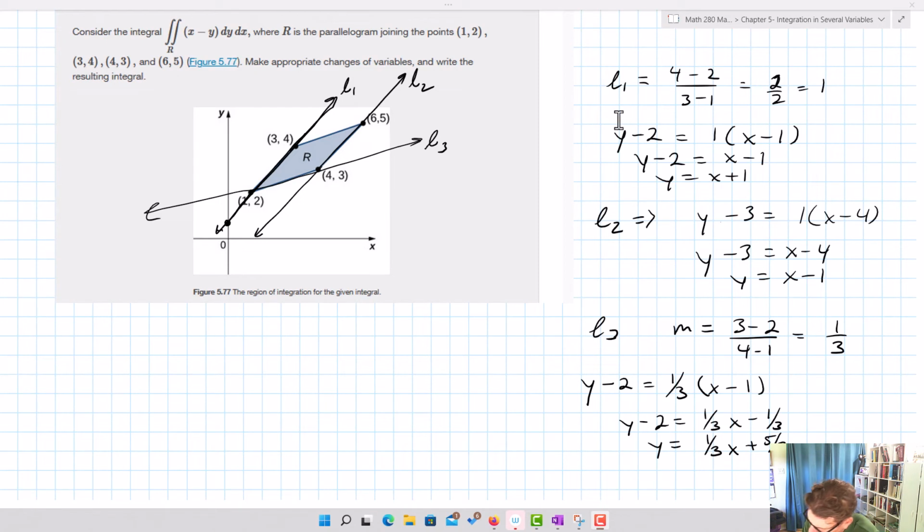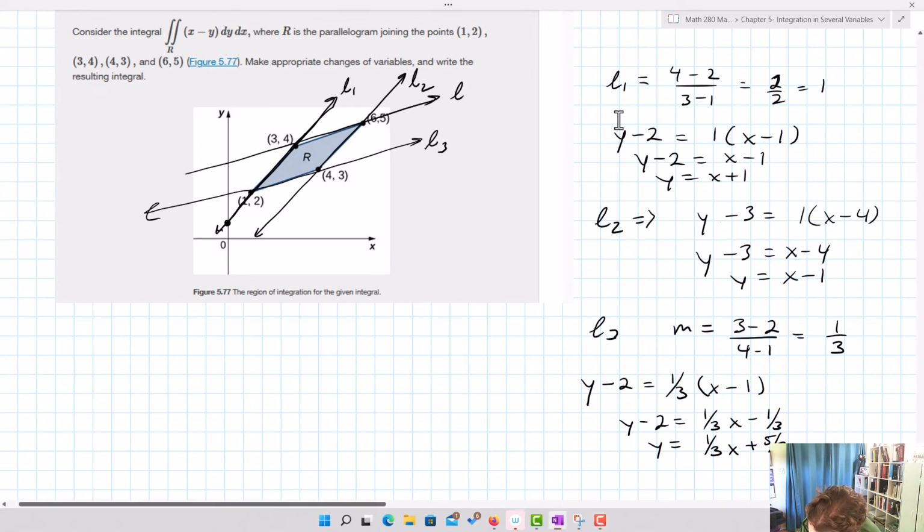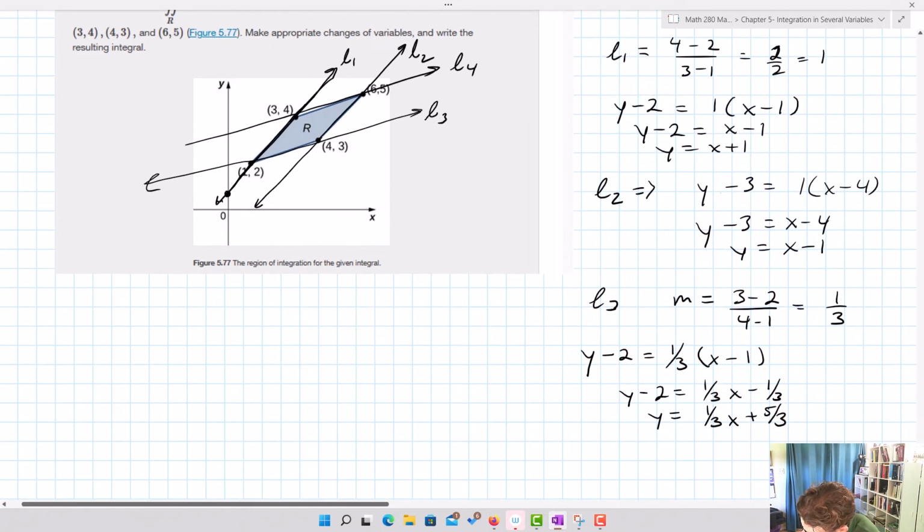And for line 4, that line right there, the slope is still 1/3, so we're going to get y minus 3, or excuse me, y minus 4.